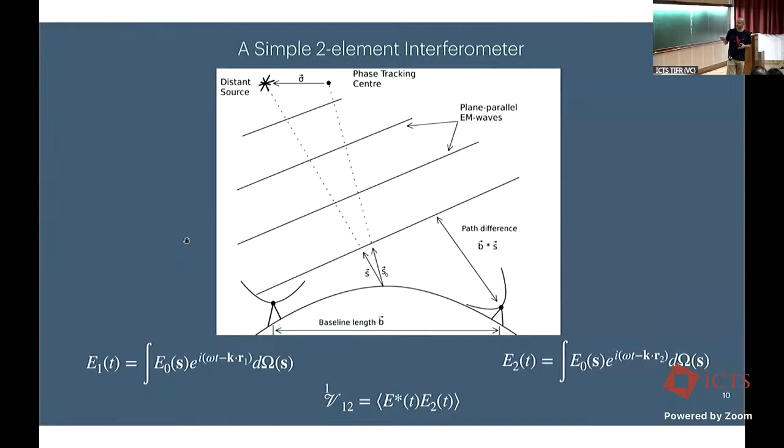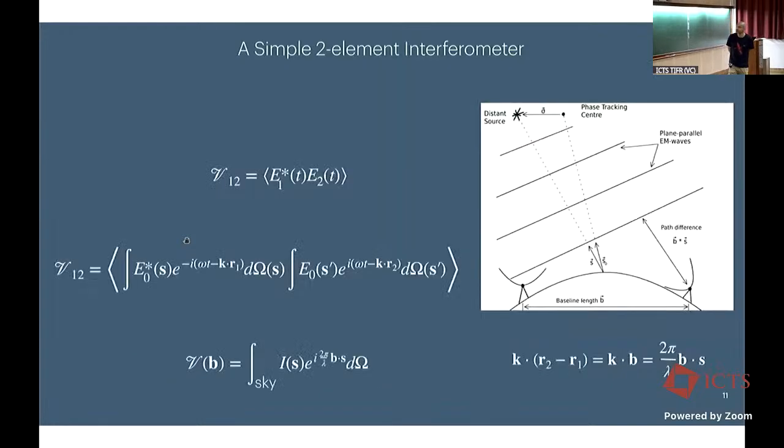What we then measure is what is called the visibilities, and the visibilities is just the complex cross correlation between those two individual electric fields. Now, if we go through the math a little bit further, we start off with this, and we just insert the electric fields for the two. And we then realize that this particular factor here, because you do the multiplication, k times r2 minus r1, is nothing but the wave number times b times s. So the baseline length times s.